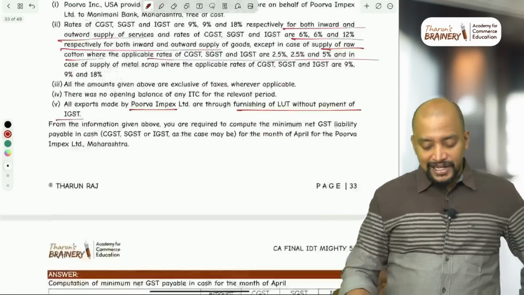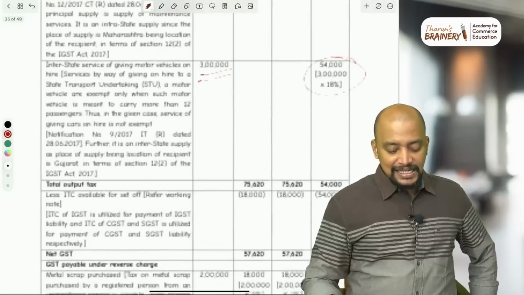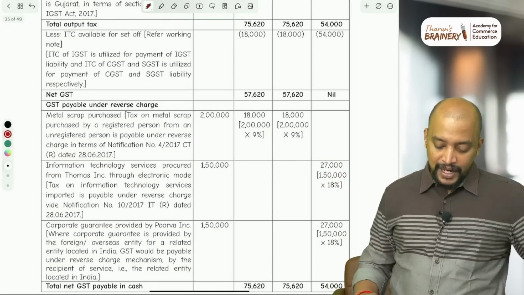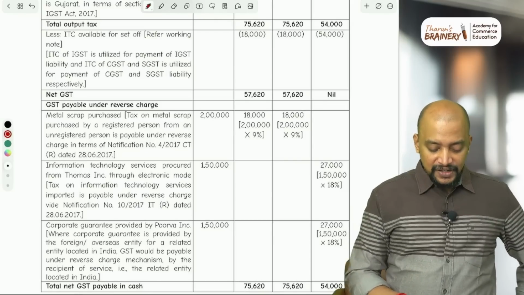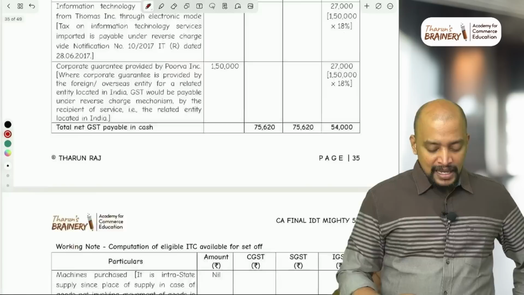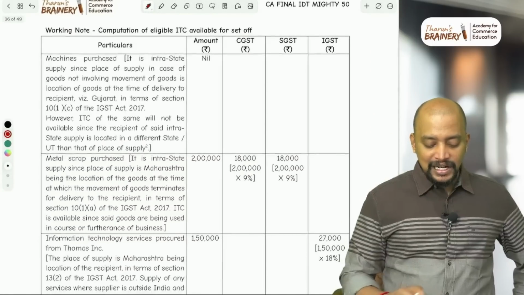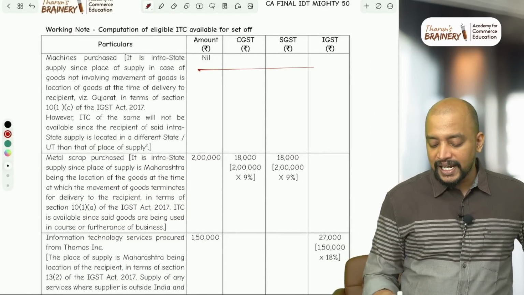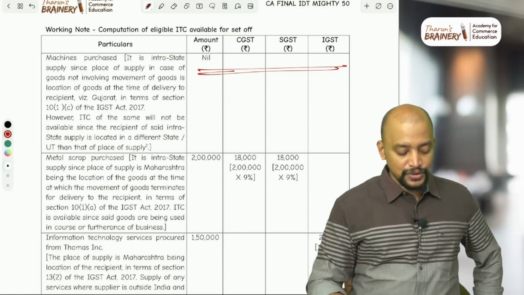But we cannot take ITC, because CGST and SGST were paid in another state. We cannot take ITC with respect to this. So first of all, it will not come under RCM, and won't it come under ITC? No. Because CGST and SGST were paid in the other state, we cannot take ITC with respect to this. That is the crucial point.